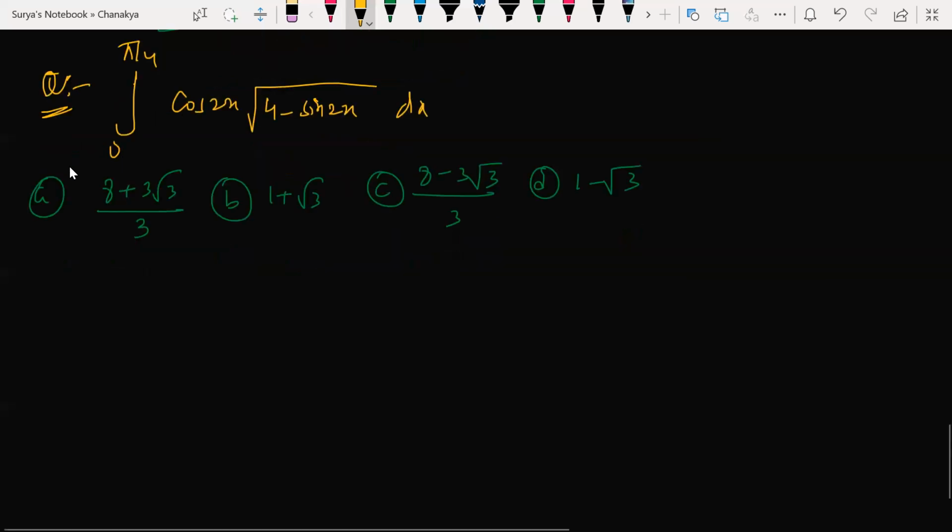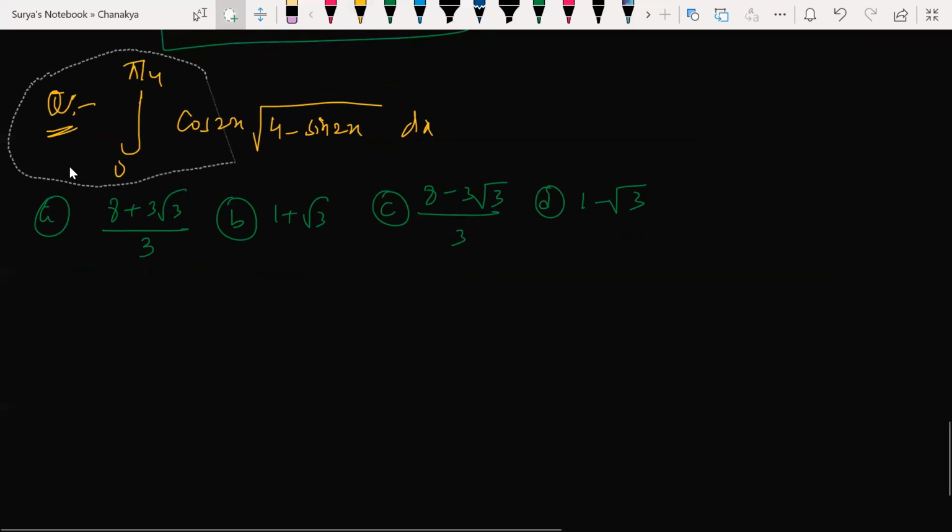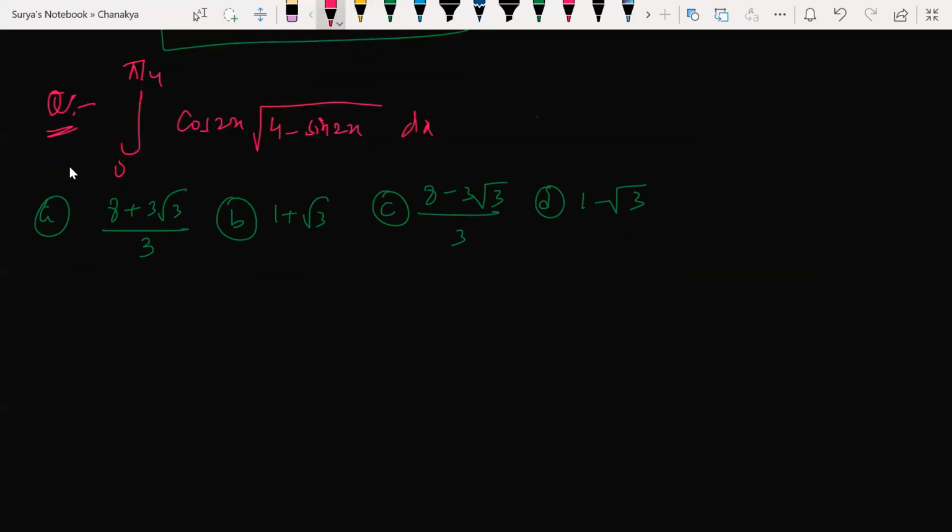What is the idea? Very simple question, very good question. Look at this. 4 minus sine 2x is given to you. That can be written as what? Let 4 minus sine 2x be equal to t square.